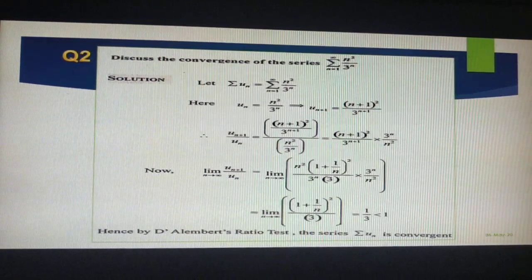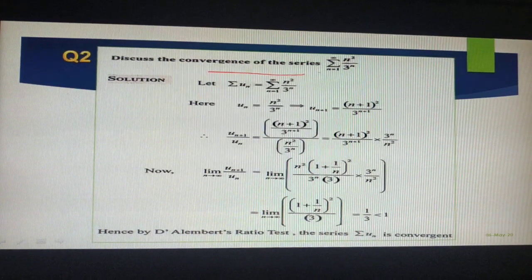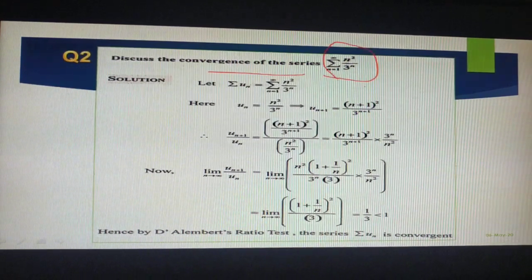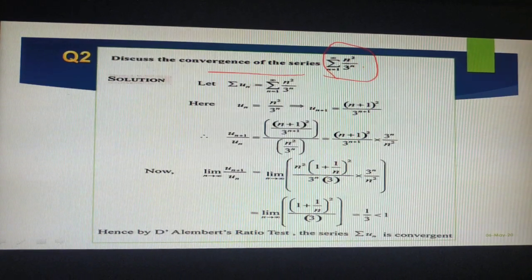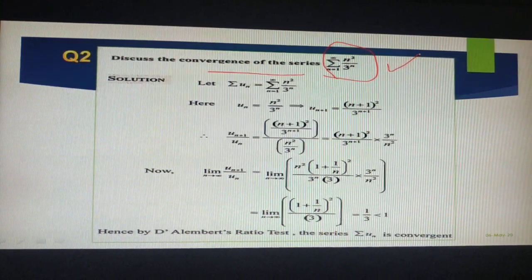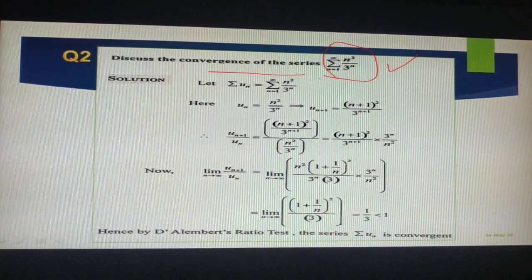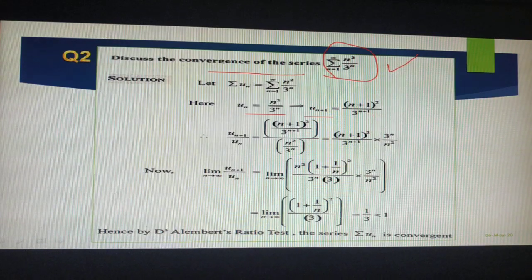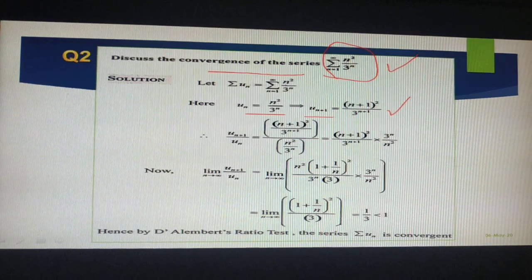Discuss the convergence of this particular series. See here, you may remember the same problem I took in our Cauchy's nth root test, because here also you can easily understand n square by 3 power n means powers are there. So actually this problem is suitable for Cauchy's nth root test, but we can apply the D'Alembert ratio test also, because we have only the nth term with us, that is un. If you take un plus 1, wherever n is there, I can take n plus 1 by 3 to the power of n plus 1. So this is your un plus 1.